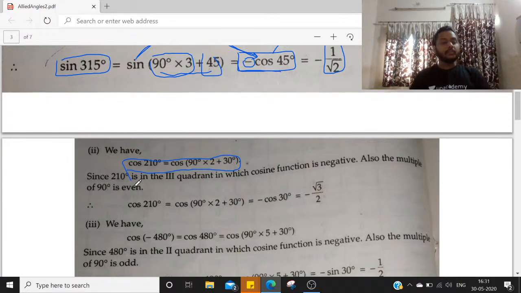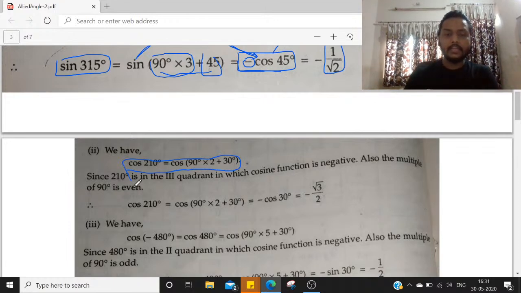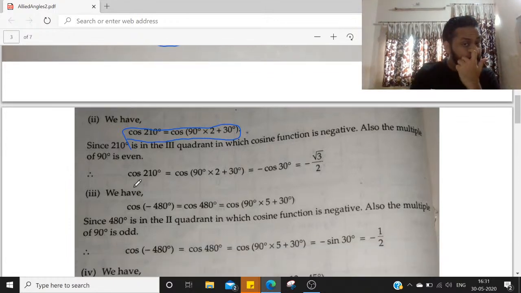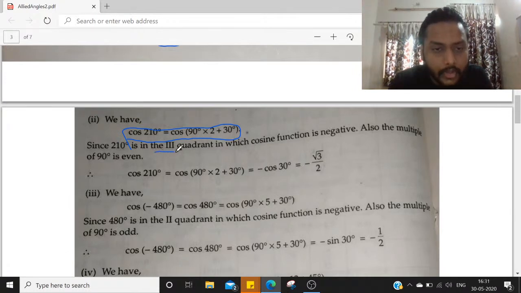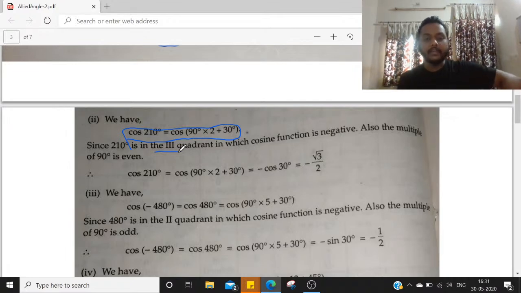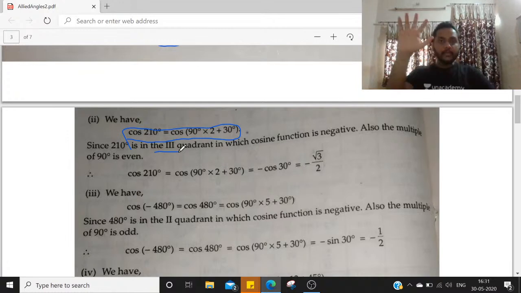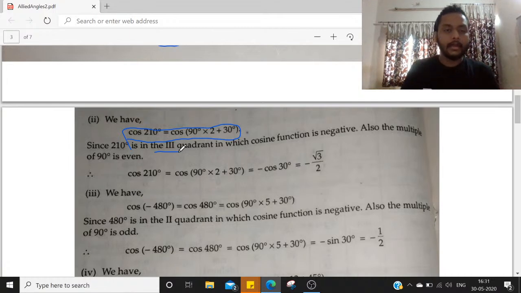When I'm having cos of 90 times 2 plus 30, it will give me an angle, which is my 210, and 210 is in the third quadrant. How many of you are clear with this? My angle 210 degree will lie in the third quadrant. Are we clear with this, guys? Everyone out there, are we sorted with this? My angle 210 degree will lie in which quadrant? The third quadrant.